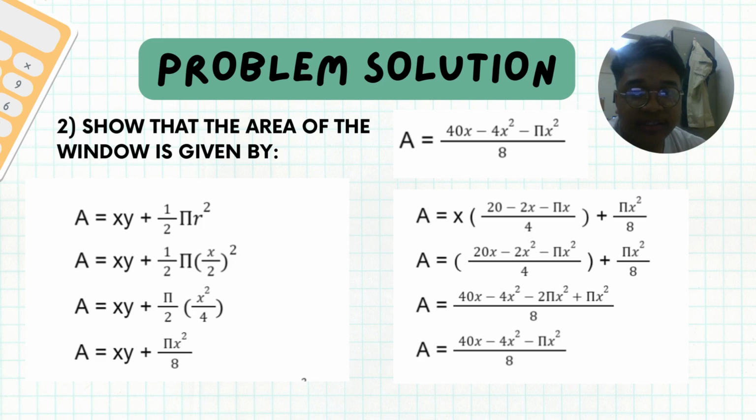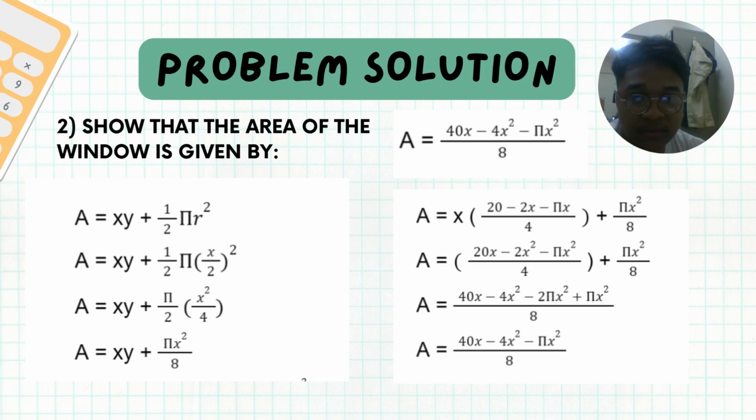The next part is to show that the area of the window is given by area equals 40x minus 4x squared minus pi x squared over 8. So we write the equation: area equals x times y for the rectangle, plus half pi r squared. We use half pi r squared because it is a semicircle. The area of a circle is pi r squared, so for a semicircle we use half pi r squared.